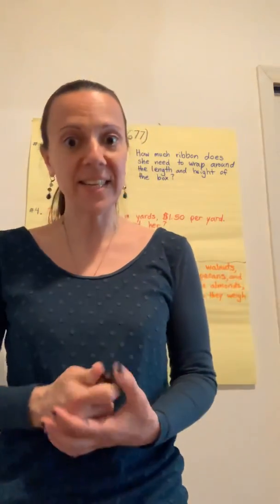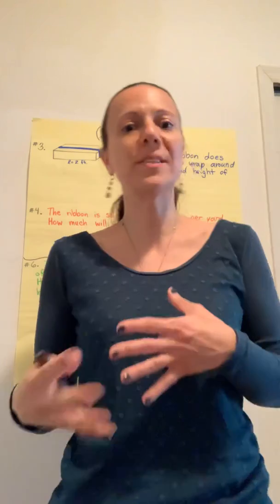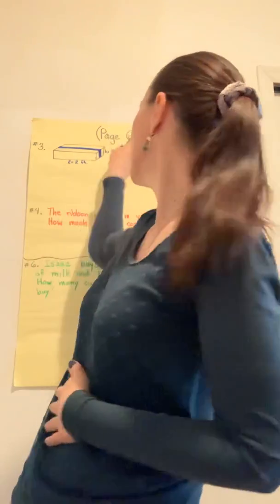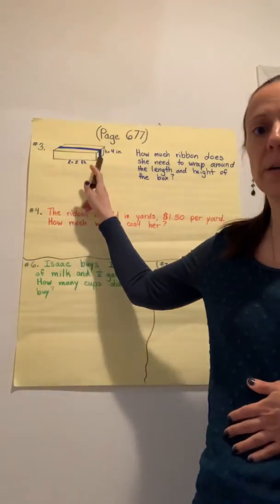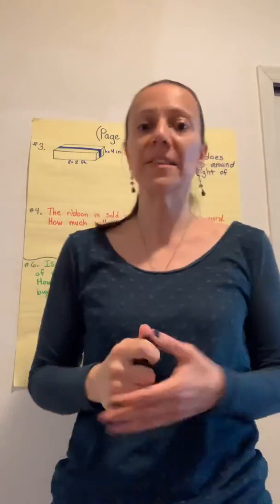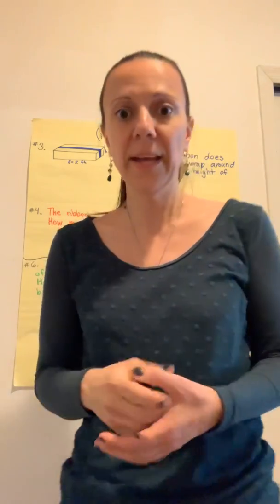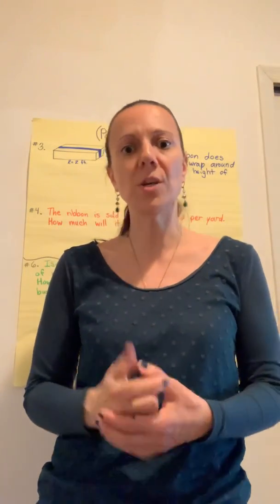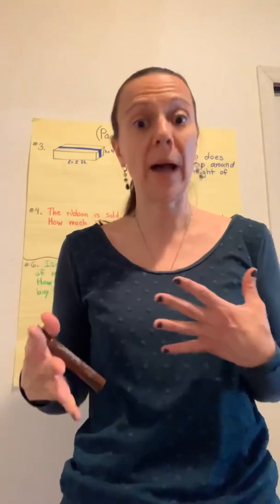With the customary units, it becomes a little more complicated because you're choosing from a lot of different numbers in order to convert from one unit to another. So we're really going to focus on that today and see if we can use all those different kinds of conversions to solve some real world problems. So on page 677, we're going to start off with a problem that has to do with length in the customary system. So we're talking about inches, feet, yards, and miles.